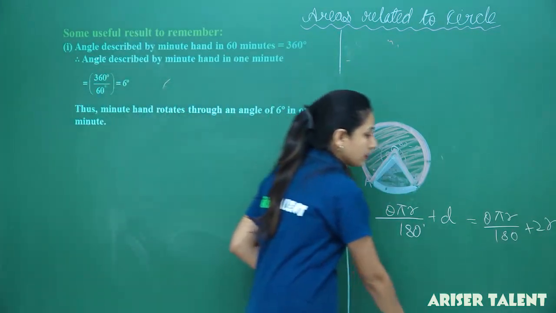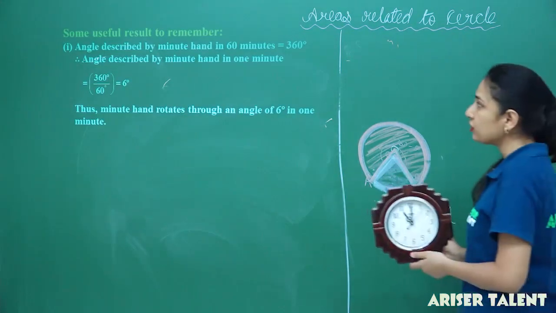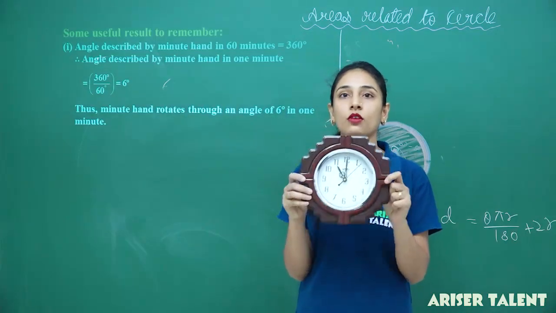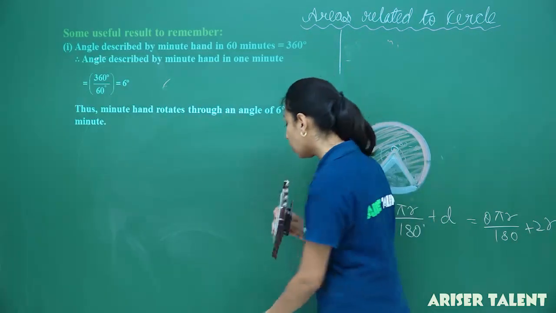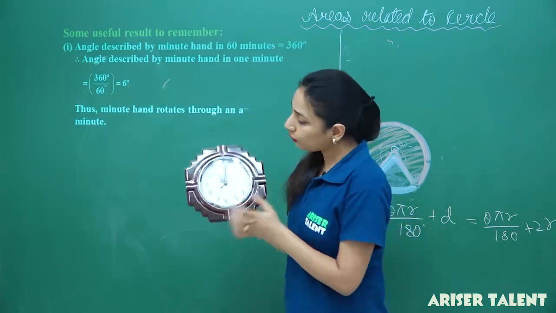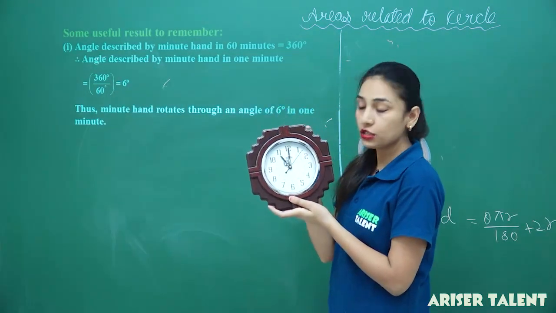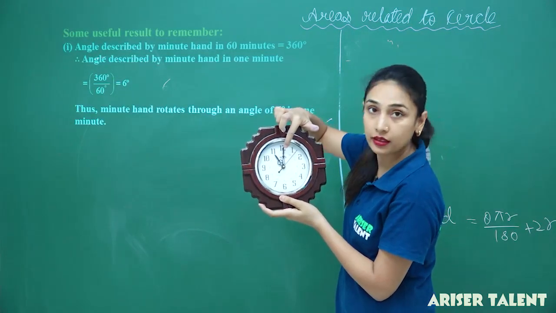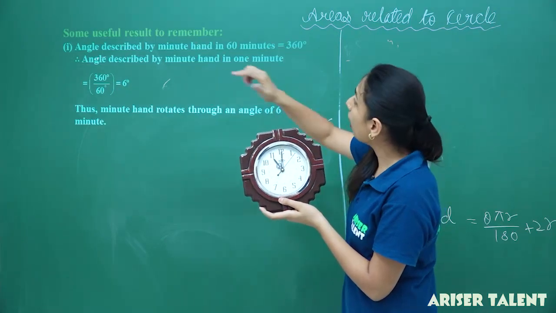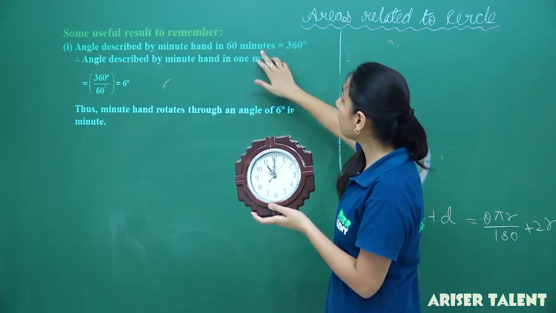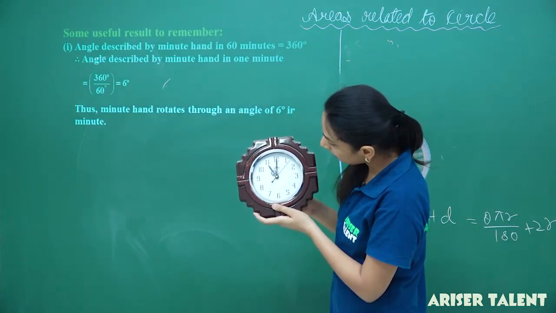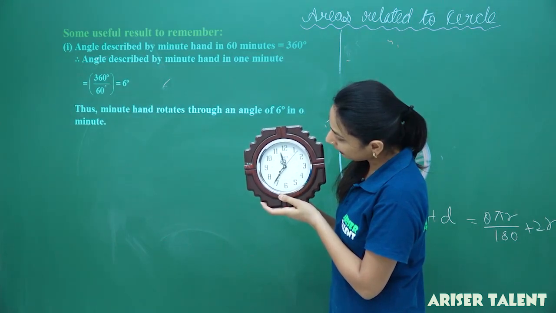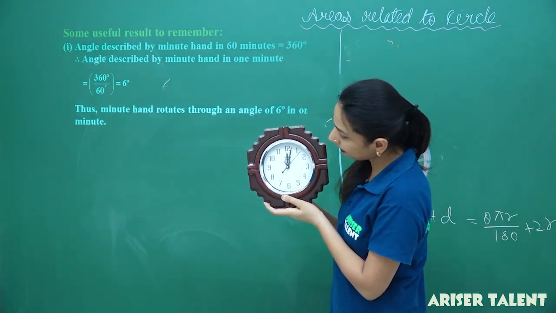Okay, students. So, to visualize it very clearly, I have brought this watch for you. If you look at this watch, I am rotating this hand, this is the minute hand. Now, if it moves 60 minutes, this will be your minute hand. So, 1 hour, that will be again there.